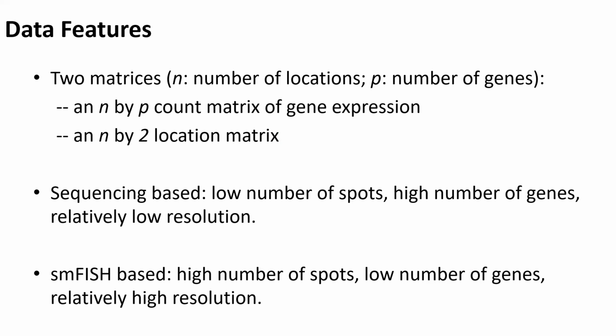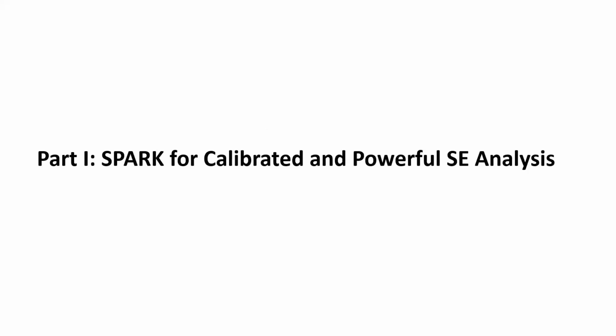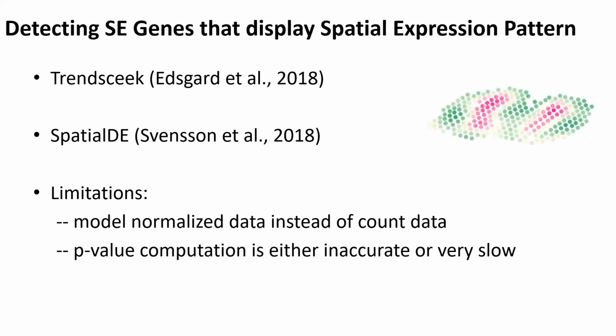Certainly, sequencing-based and smFISH-based technologies each have their own unique advantages and disadvantages. With these two input matrices, we can start to answer a lot of important scientific questions using statistical modeling. Today I'm going to talk about two major applications. One is so-called SE analysis, or spatial expression analysis, where the goal is to identify spatially expressed genes. The other, if we have time, is cell type deconvolution. SE analysis is essentially trying to detect SE genes that display spatial expression patterns. SE genes are also commonly referred to as SVGs, or spatially variable genes.